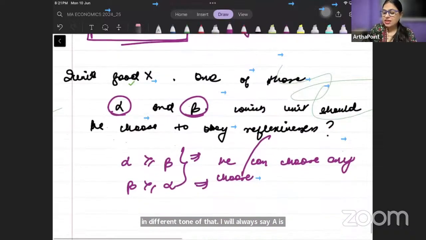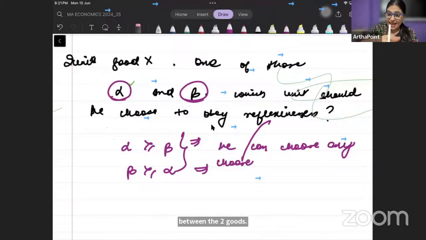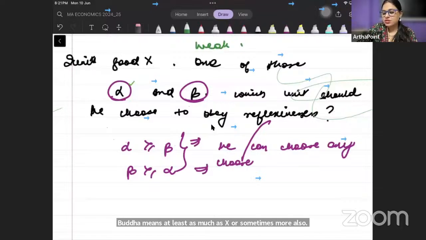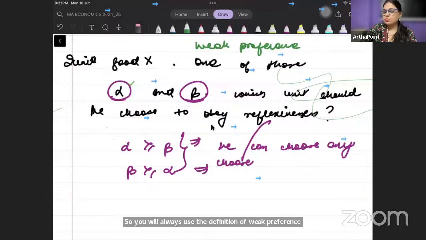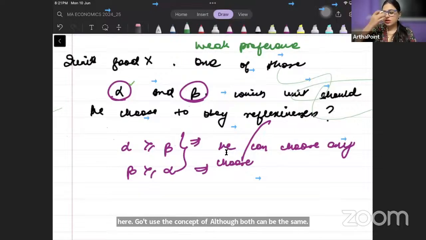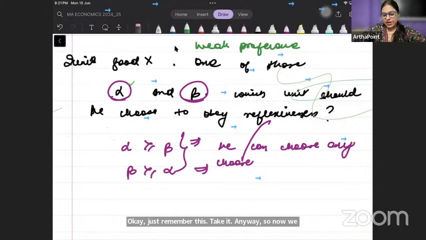It does not say that I am indifferent between the two goods. It says good X is as good as itself. So the word as good as means at least as much as X, or sometimes more also. So you always use the definition of weak preference here. Don't use the concept of indifference, although both can be the same. Okay, so just remember this thing. Anyhow, now we have done a few of the axioms of rationality.